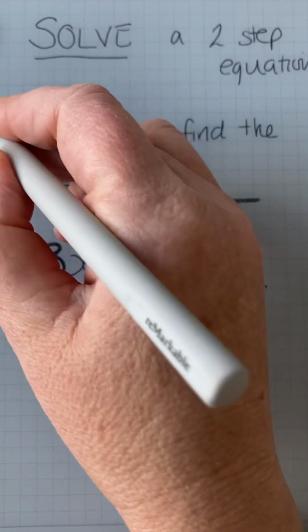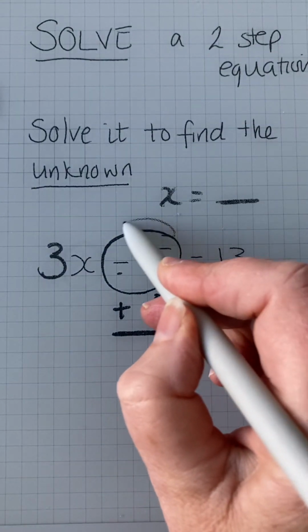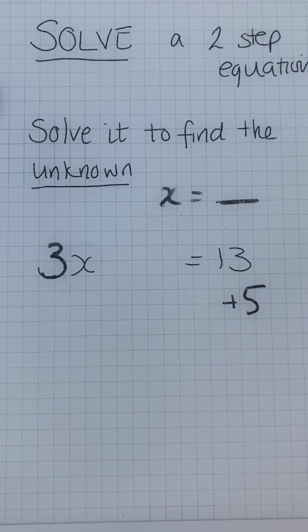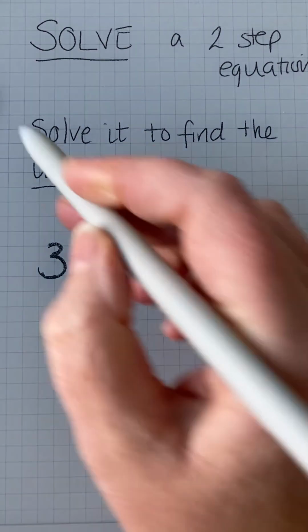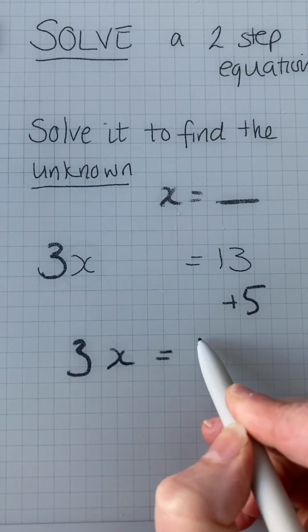Yeah, so we've got rid of this negative 5 by adding 5. Okay, so it is gone. But we've got to add this 5 on here, which gives us 3x equals 18.